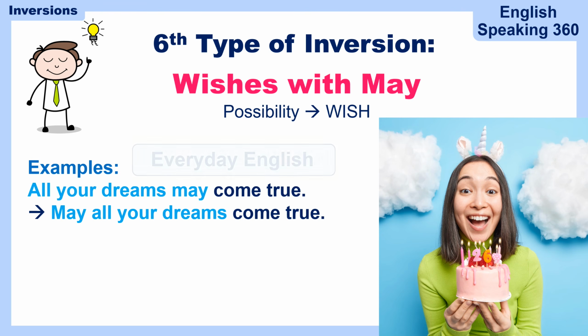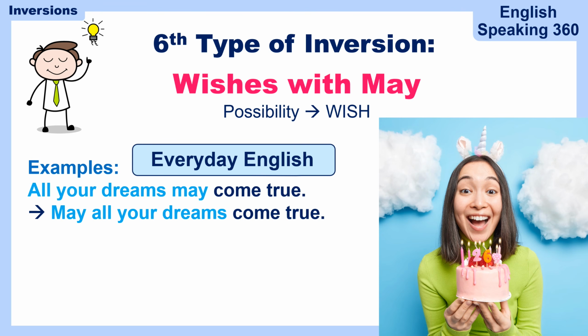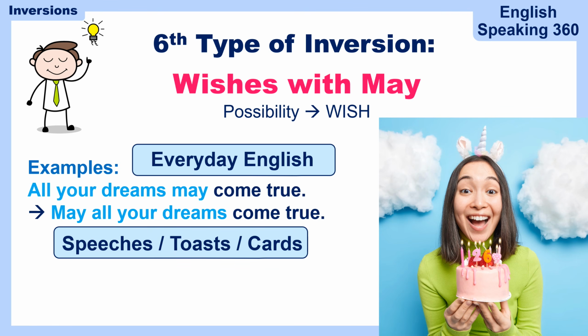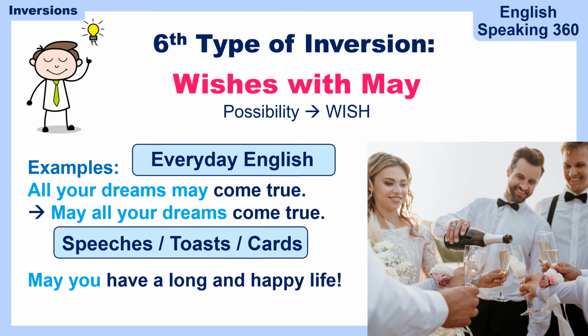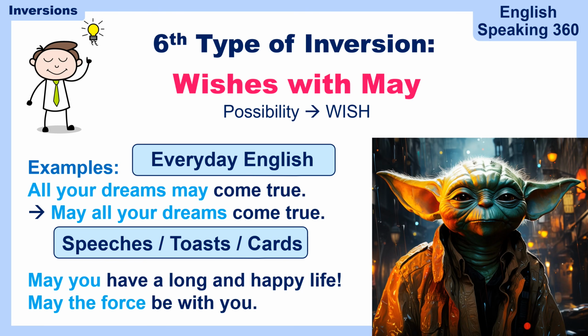The first sentence as a possibility is everyday English. There's no problem with it. It just means that maybe all your dreams will come true. But the second sentence is used usually for speeches, toasts, and cards, like a birthday card, for example. If you write a message in someone's birthday card or retirement card, you can write, "May all your dreams come true." May you have a long and happy life. That's something you could wish to a newlywed couple.